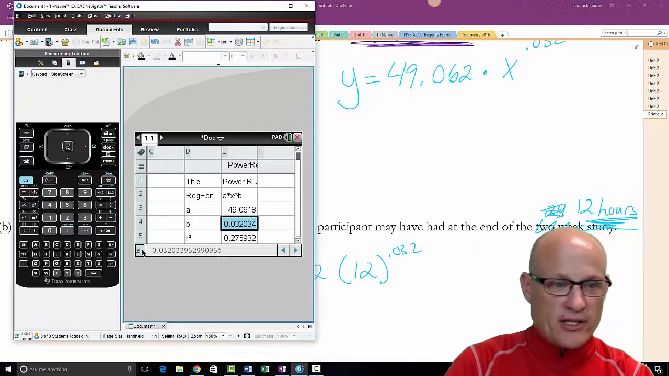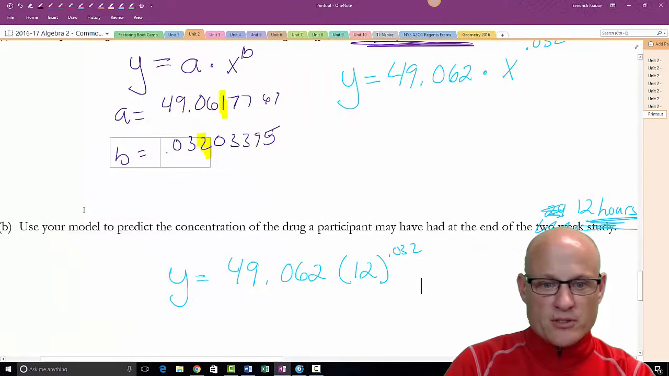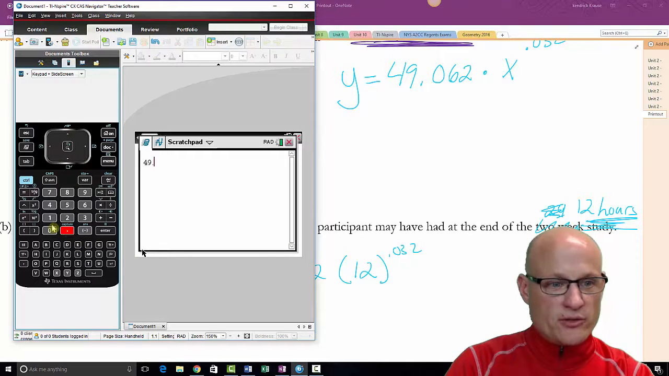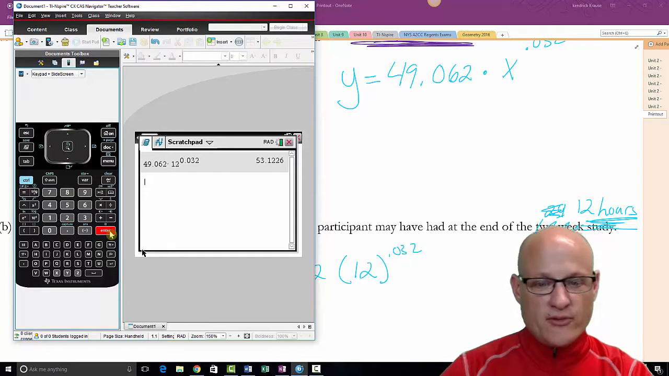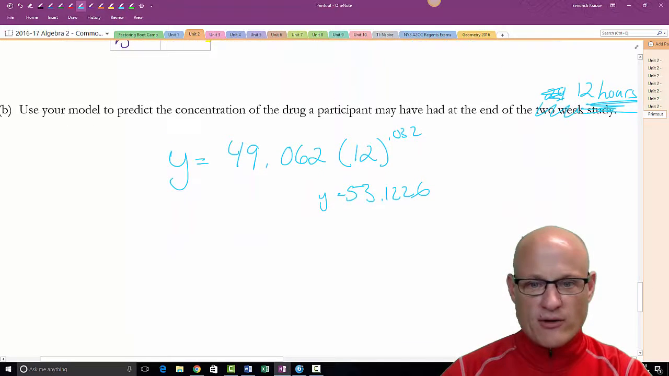So you go over to your calculator, you go 49.062 times 12, parenthesis, raised to the 0.032, and you get 53.1226. And I should have told you to round to the tens place. Let's say round to the tens place.